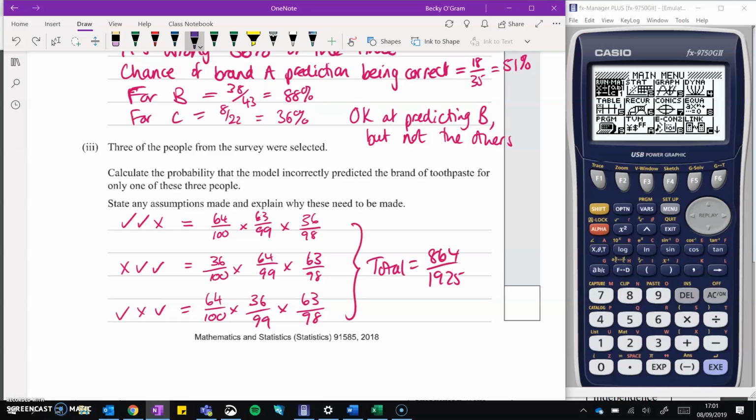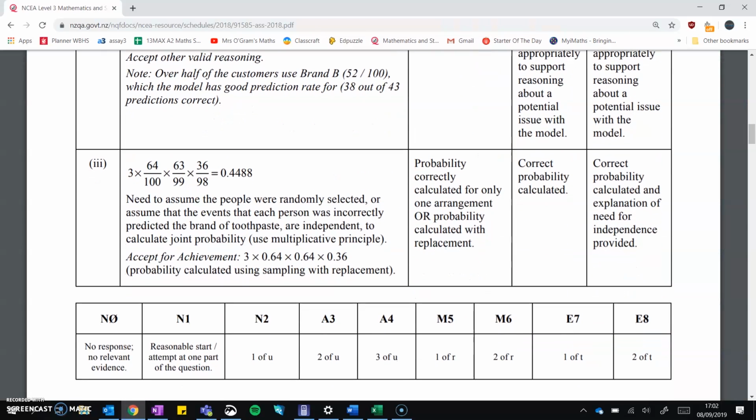So our total now becomes 864 over 1925, which is these 3 answers added up, which if we express as a decimal is 0.4488. And a look at the mark scheme is if we correctly work that through, you can get yourself to an excellence mark.